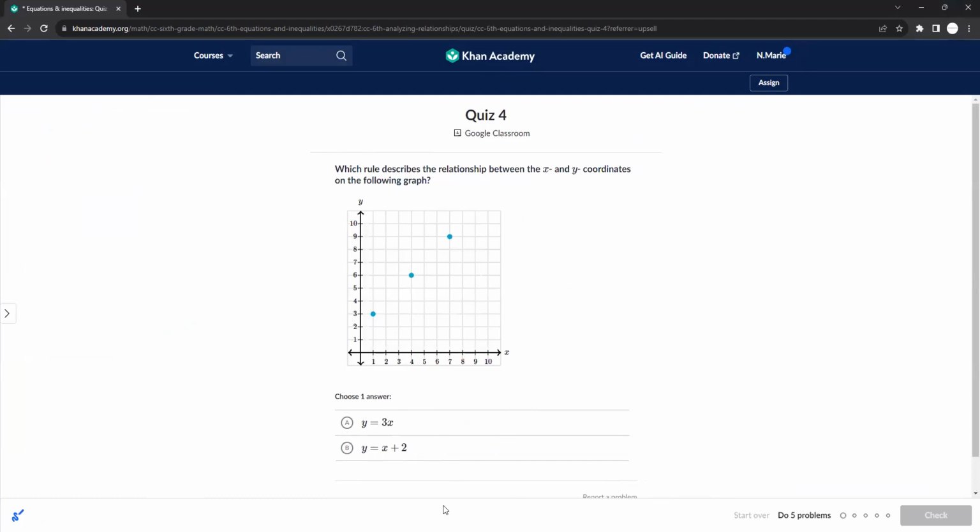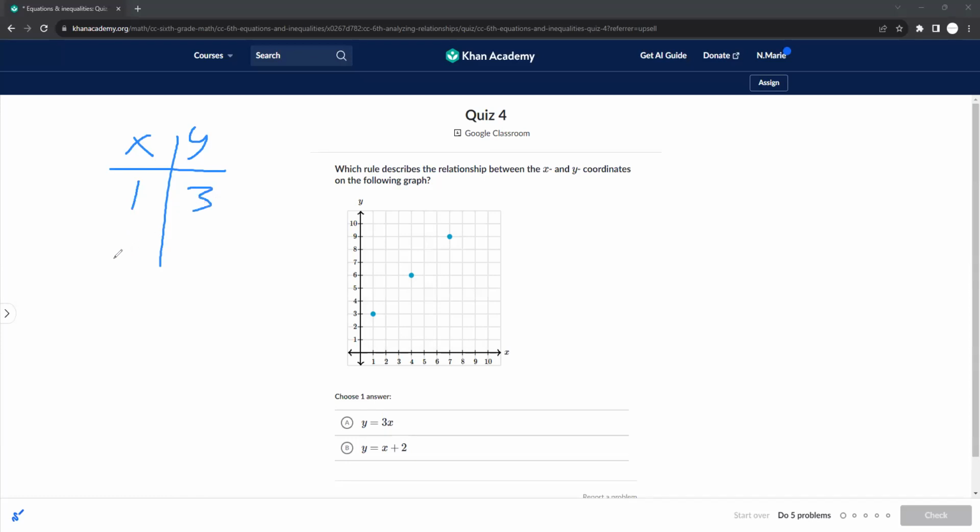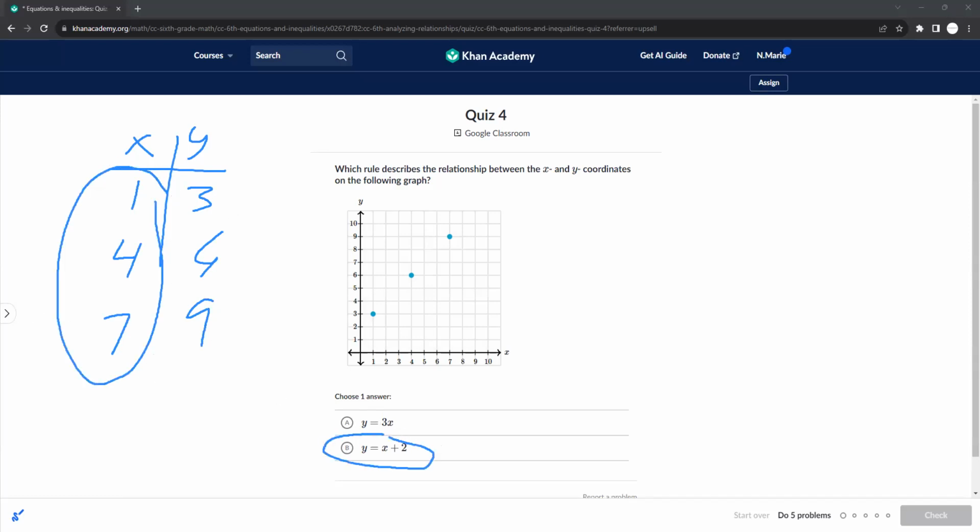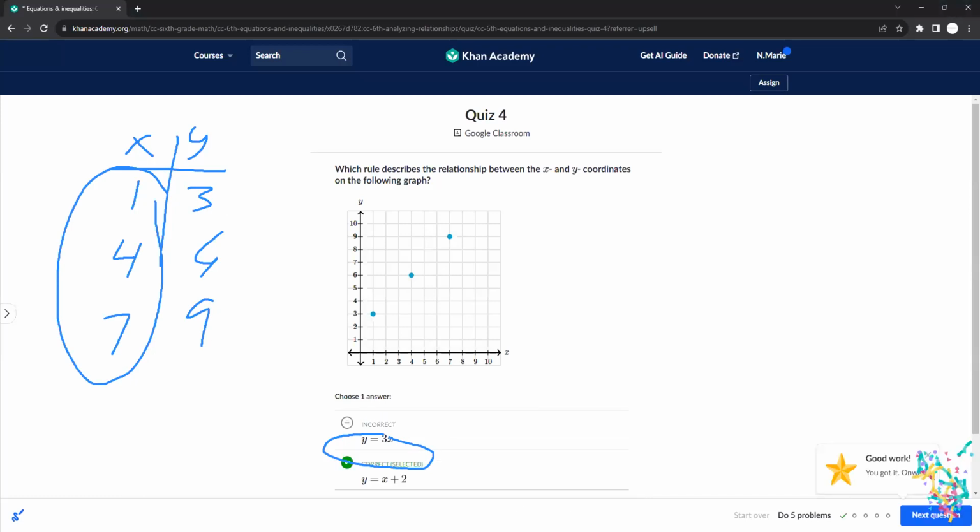Which rule describes the relationship between X and Y? Basically, which one's going to match up with this? So once again, make a table. X is 1, y is 3; x is 4, y is 6; x is 7, y is 9. So if I add two to these, do I get this? Yes, I do. If I multiply them by three, do I get the y's? No, you don't. So that's the equation for this graph.